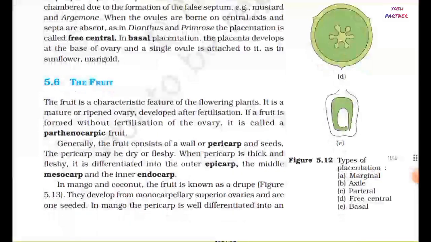5.6 The fruit. The fruit is a characteristic feature of the flowering plants. It is a mature or ripened ovary developed after fertilization. If a fruit is formed without fertilization of the ovary, it is called a parthenocarpic fruit. Generally, the fruit consists of a wall or pericarp and seeds. The pericarp may be dry or fleshy. When pericarp is thick and fleshy, it is differentiated into the outer epicarp, the middle mesocarp, and the inner endocarp.